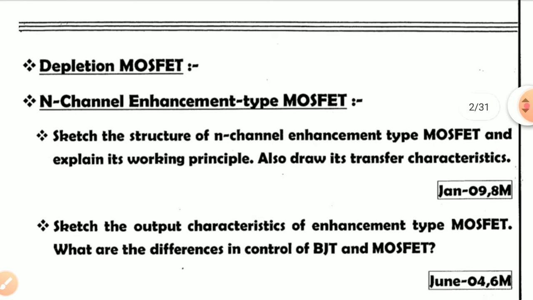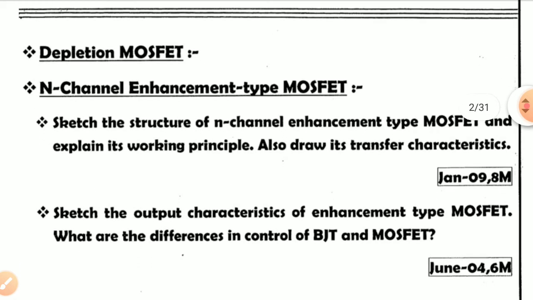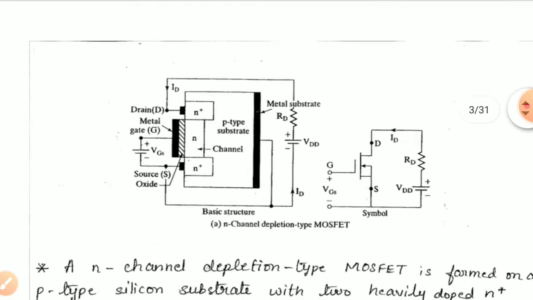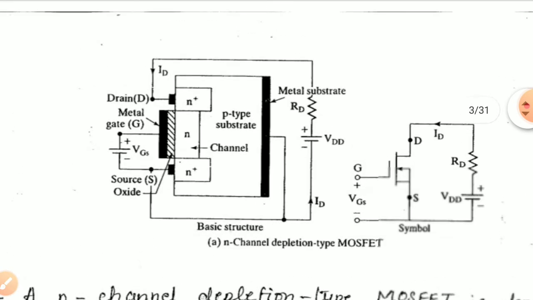You can expect a question like: sketch the structure of an N-channel enhancement MOSFET and explain its working principle, and also draw the characteristics of the same. That may be one question. Another is: sketch the output characteristics of the enhancement type MOSFET and state the differences between the control of BJT and MOSFET. These are some of the expected questions you may get in the exams. Now we'll discuss the MOSFET types one by one.